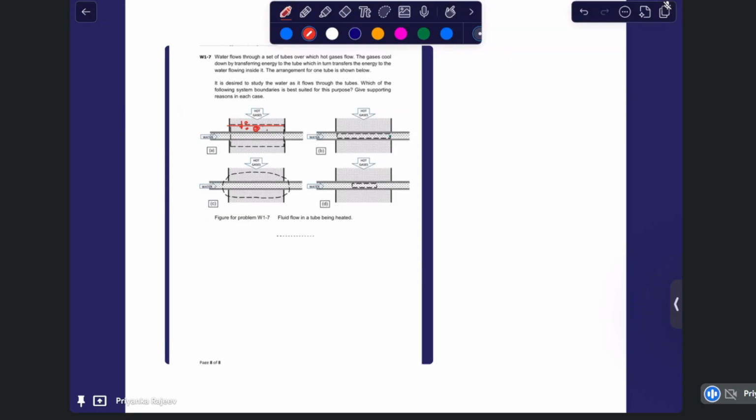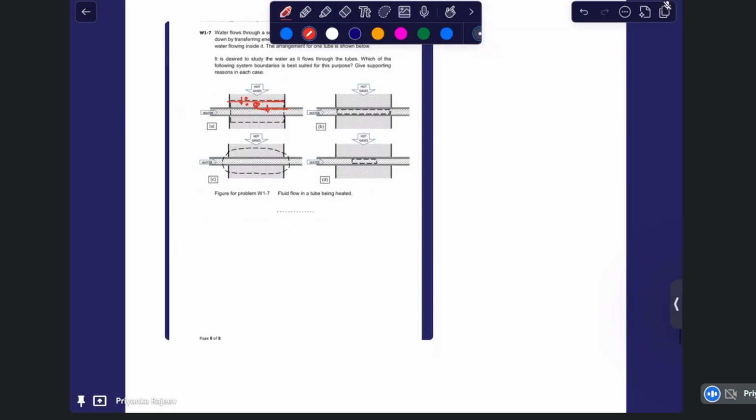Heat transfer is actually happening at the tube boundary, and that phenomenon cannot be studied if the system boundary is here. We are always studying heat transfer as a boundary phenomenon, and if we are not keeping the boundary above this tube, you cannot see the heat transfer that is happening across that boundary. So you have to select the boundary such that the tube walls are on the boundary.